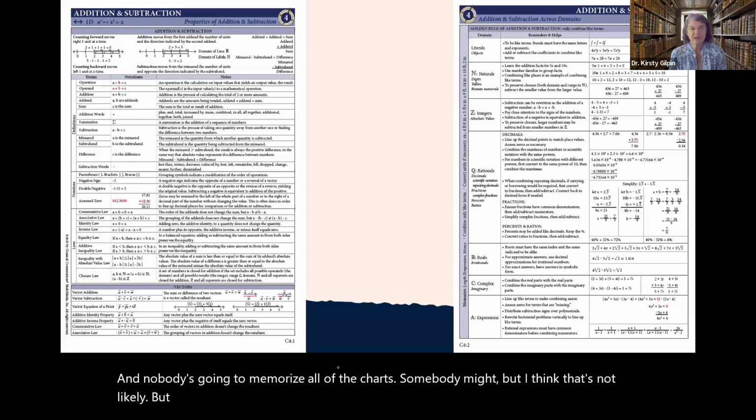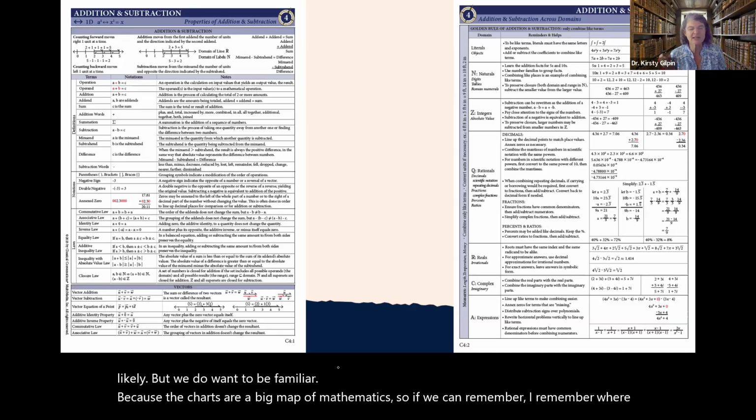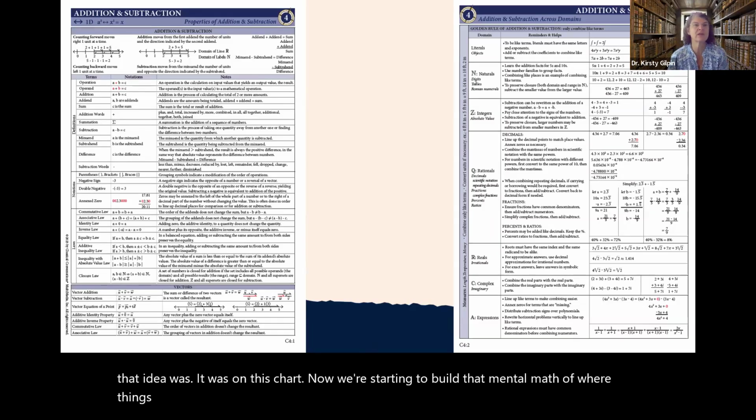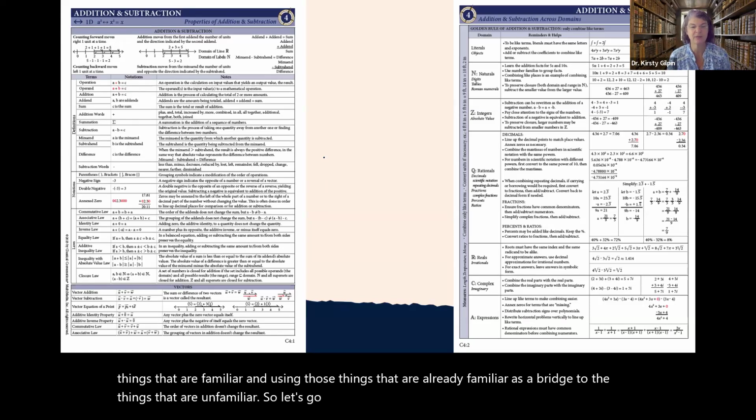But we do want to be familiar, because the charts are our big map of mathematics. So if we can remember, oh, I remember where that idea was, it was on this chart, now we're starting to build that mental map of where things fit. One of the ways that we do that is by looking for the things that are familiar and using those things that are already familiar as a bridge to the things that are unfamiliar. So let's go ahead and take a couple of minutes for everybody to pick out some things that are familiar.